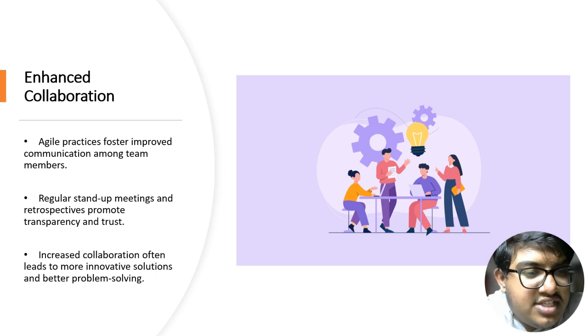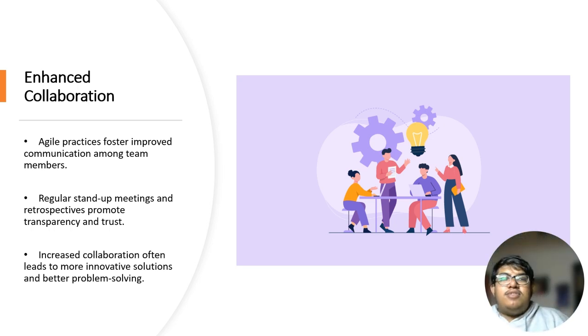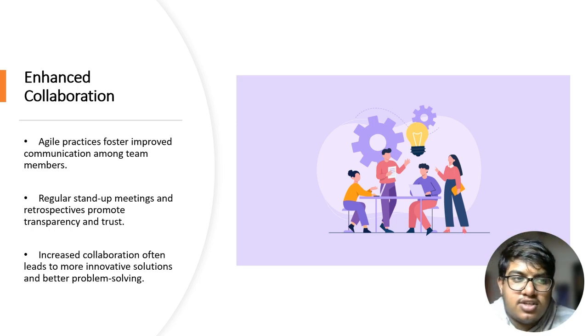Regular stand-up meetings and retrospectives promote transparency and trust. You have something called Scrum, which is also a type of agile development process. It means that you have regular 15 minute meetings every day or every week, to know what is happening, how much has been completed, to maintain the transparency of what is happening.